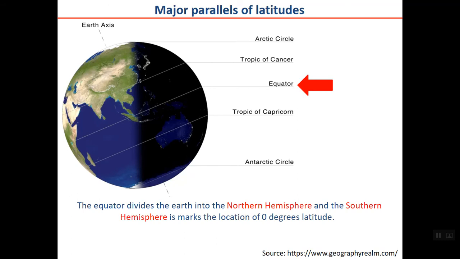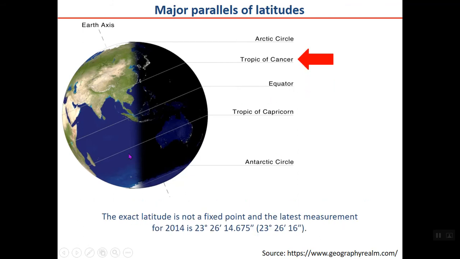The equator, as you know, is a line, a plane actually, that divides the Earth into northern and southern hemispheres. It marks the location of 0-degree latitude. Okay, we discussed that. The next is the Tropic of Cancer. The exact latitude is not fixed, but it is approximately 23 degrees north of the equator.